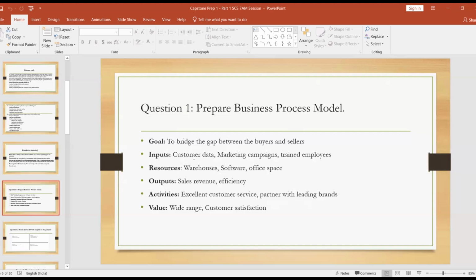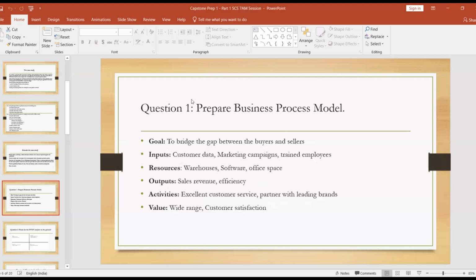And outputs are sales revenue and efficiency generated. Activities involved are providing excellent customer service and partnering with leading brands, and the value to be generated is a wide range of products and customer satisfaction throughout this online store application.